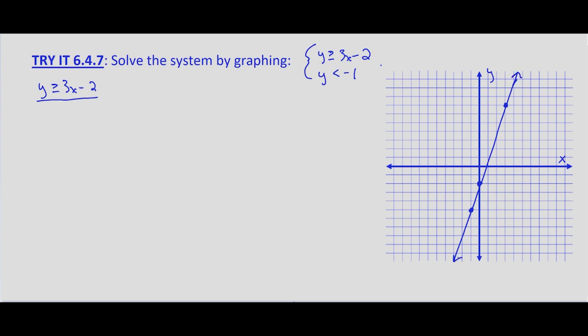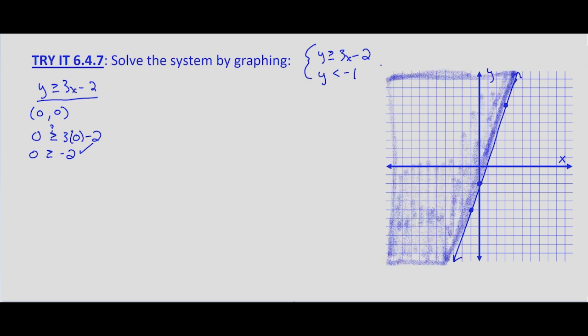And now we want to know what side to shade. So as usual, I will use 0, 0 to test which side we should shade. So we have 0, is that greater than or equal to 3 times 0 minus 2? So is 0 greater than or equal to negative 2? It is, so we know we're going to shade this left-hand side. Again, this is the solution to our first inequality. We'll graph the second inequality in a similar manner, and then where they overlap is going to be the solution to the system.